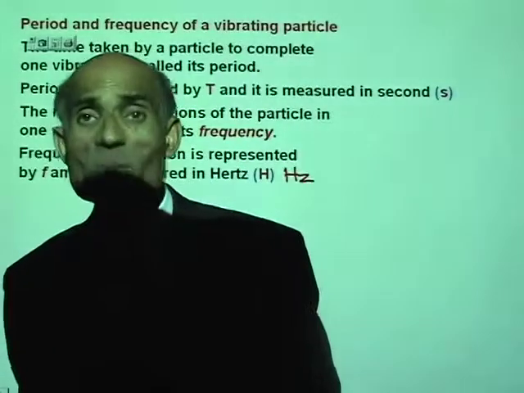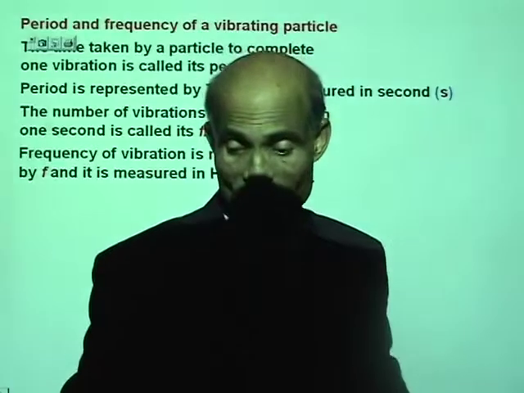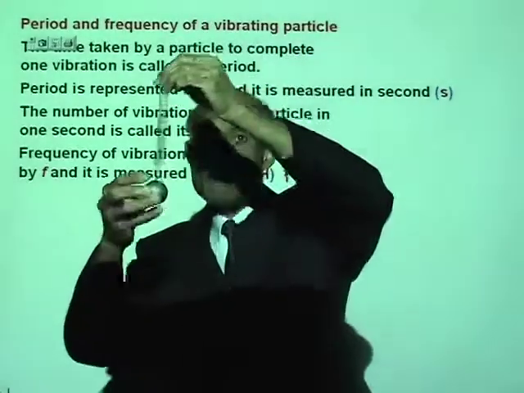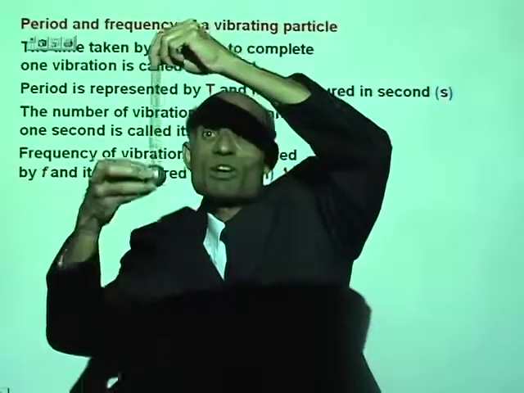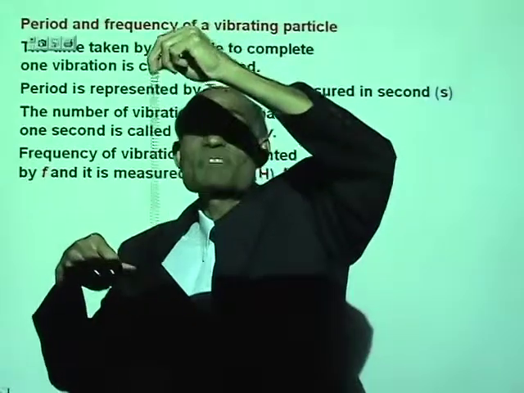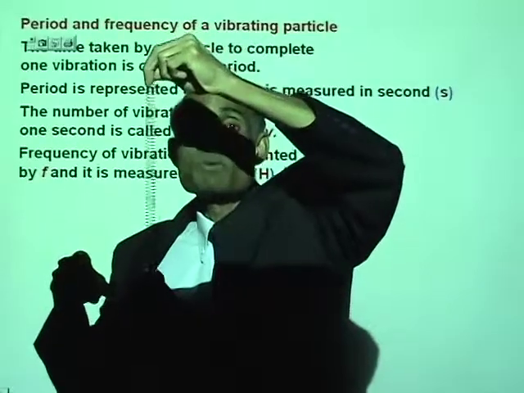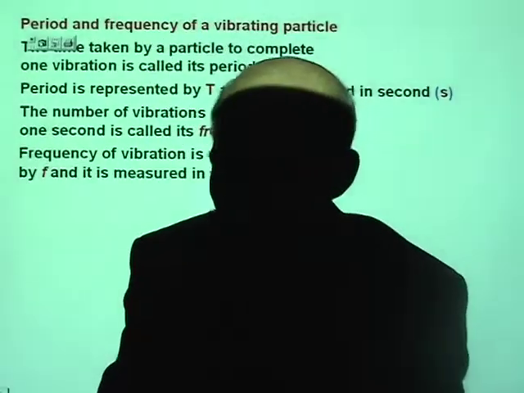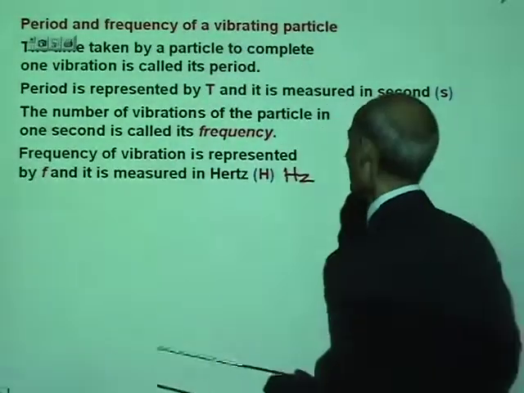What does hertz mean? Hertz means per second. So if I say the frequency of this is 5 Hertz, what does it mean? The frequency is 5 Hertz means it goes up and down 5 times a second. It does 5 complete vibrations in 1 second. That is the meaning that the frequency is 5 Hertz. Alright.